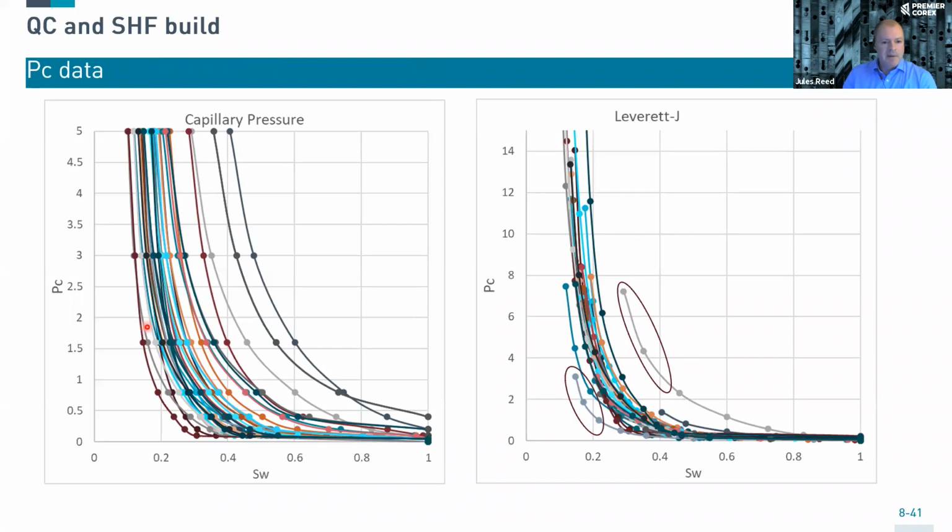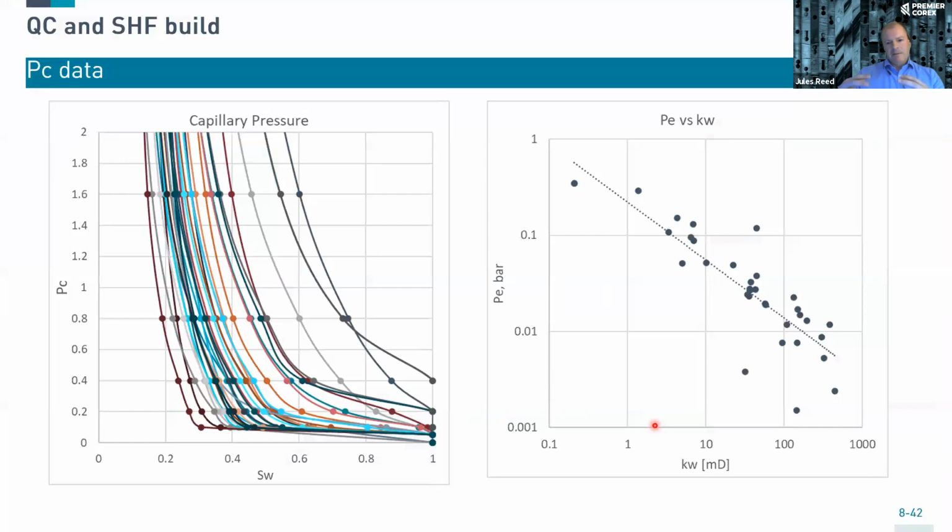Here is the capillary pressure with a wide spread of data. Those are the same capillary pressure brought onto a J function. We see it's a much tighter fit, much less variance in saturation. Here we've got a variance from 20 to 80, at least around this area here. At the same portion of the apex there, it's only about 20% variance, plus or minus 10%.